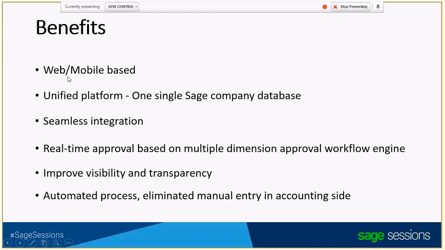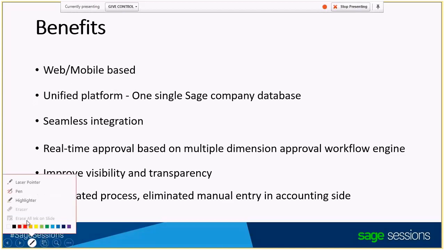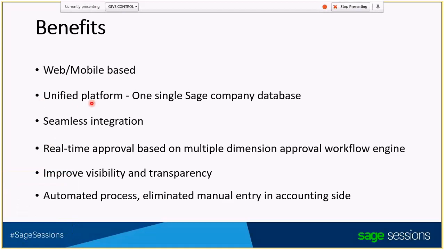So Resource Manager provides a unified platform, with only one single Sage company database. That means Resource Manager provides seamless integration with Sage 300. No need to transfer transaction data or master data between multiple software. And Resource Manager provides real-time approval and multi-dimensional approval flow.